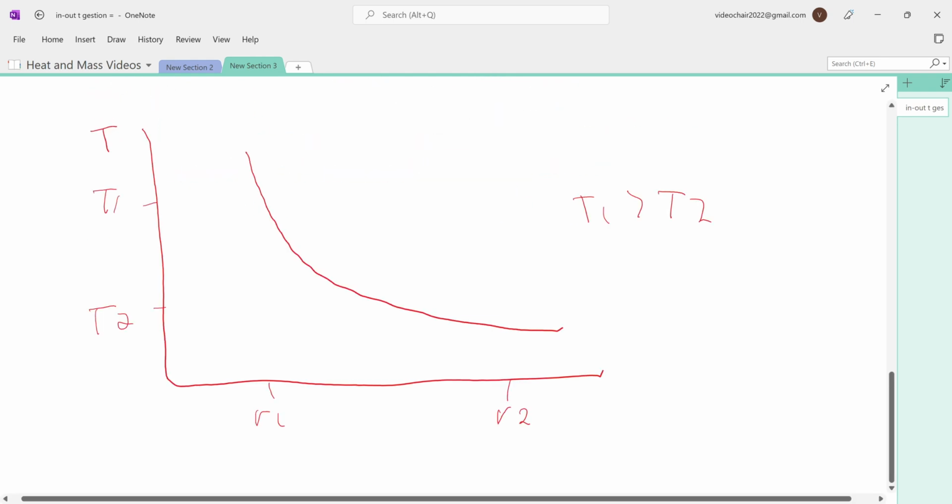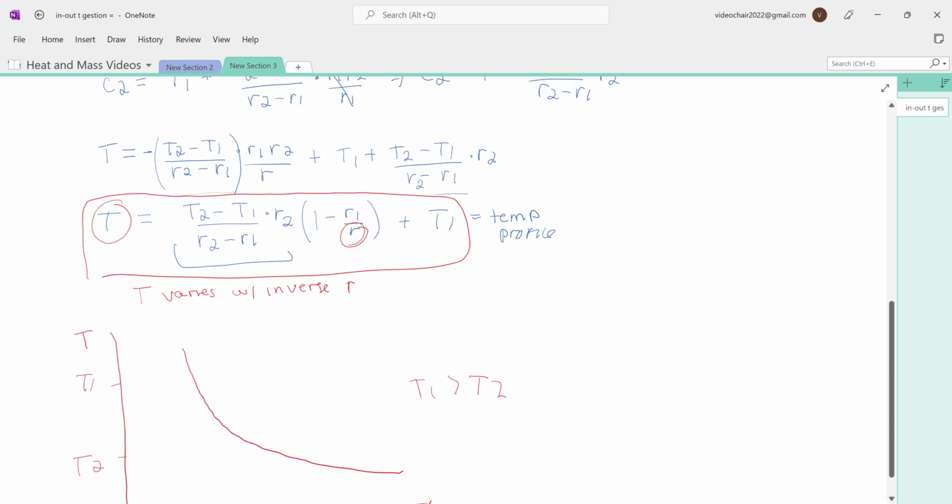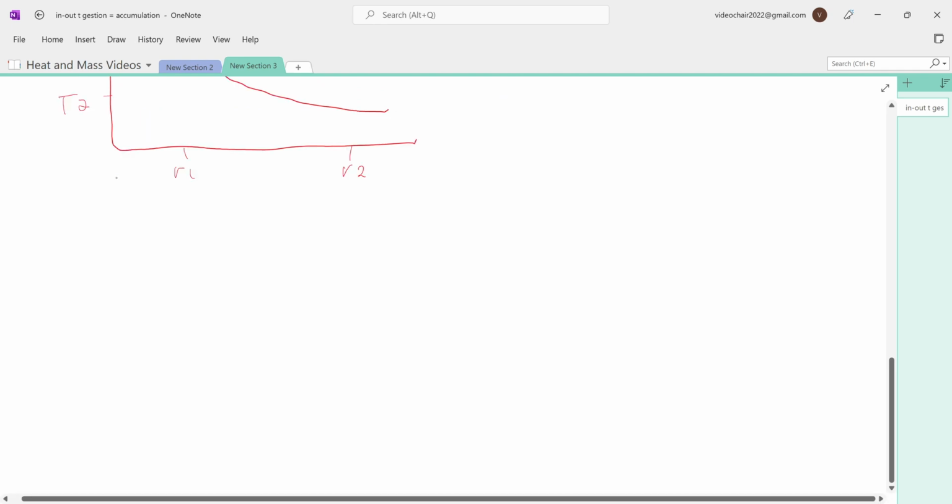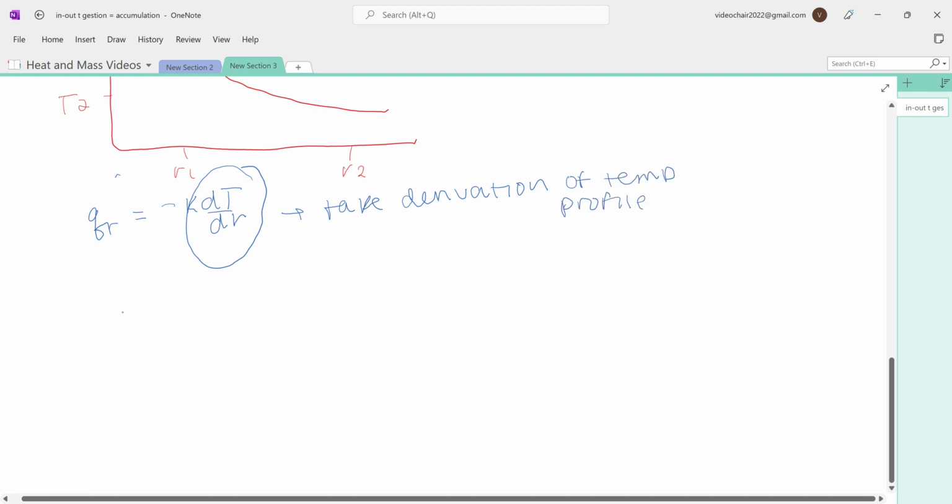So now that we have that, we are going to work on finding the other part of the problem, which was, oh man, I forgot. Oh, thermal resistance. We're going to find the thermal resistance of the sphere. So with that, we know that Q_r is equal to negative K dT/dr. So we want dT/dr, and so we're going to take the derivative of our temperature profile we derived before. So our dT/dr is T2 minus T1 over R2 minus R1 times R1 R2 over R squared.